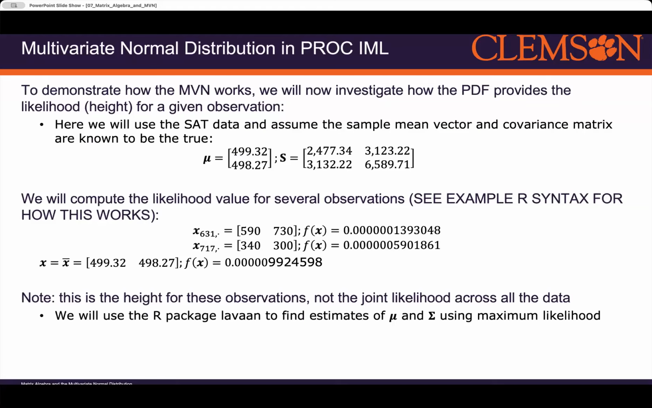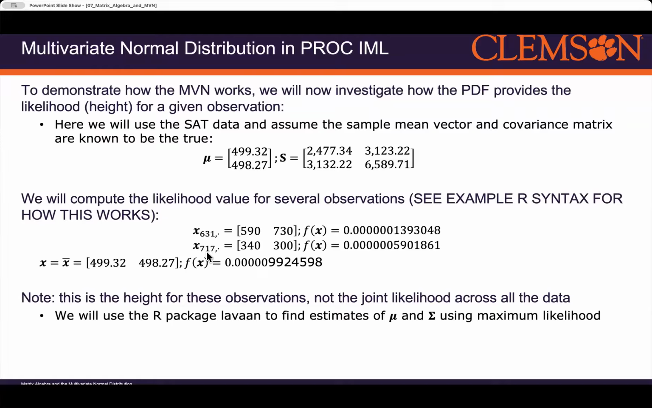Right? So to demonstrate how this works, we will take our mean vector and our covariance matrix, and I'm going to plug in a few values and get their heights. So with this mean vector and this covariance matrix, if I took observation 631, who had a SAT verbal of 590 and SAT math of 730, the height of the curve for that one observation would be 0.139, et cetera, with a bunch of zeros in front of it.